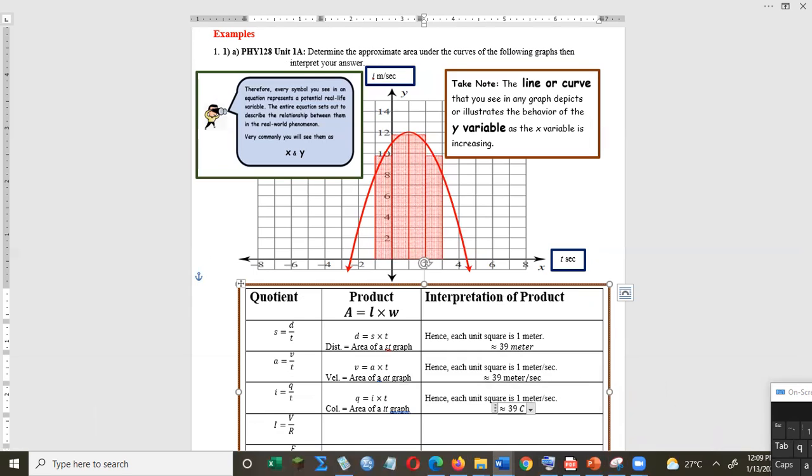Capital C, non-italics. Apart from saying coulomb, we can say charge. If we're looking at current, voltage, and resistance, back to this here, 1 unit would be 1 coulomb.